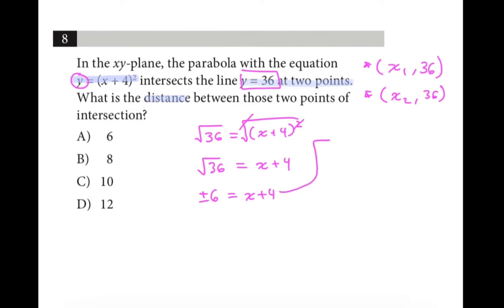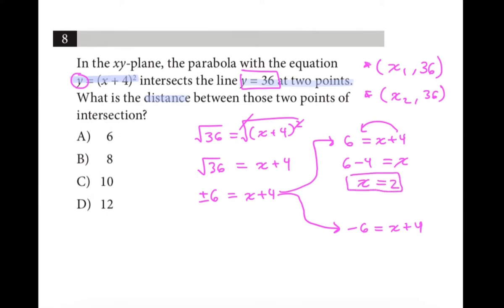So let's take 2 cases over here, where one of them is a positive 6 equals x plus 4, and another case where it's negative 6 equals x plus 4. And then we solve for x normally. So we isolate x, take 4 to the other side, it would be 6 minus 4 equals x. So the first x would be equal to 2, and that would be our first point. So it would be (2, 36). Let me just highlight that.